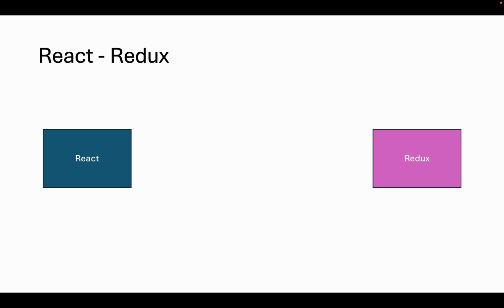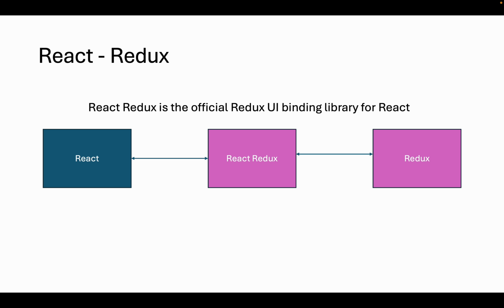What is React Redux? React is a separate library, as I told you. Redux is a separate library. So React Redux is actually a library that helps you to bind React with Redux, like to bind the UI of React with Redux. React Redux is the official Redux UI binding library for React. It's available in npm packages. You can install it and you can use it. In the coming videos, we are going to have hands-on experience with all of those.